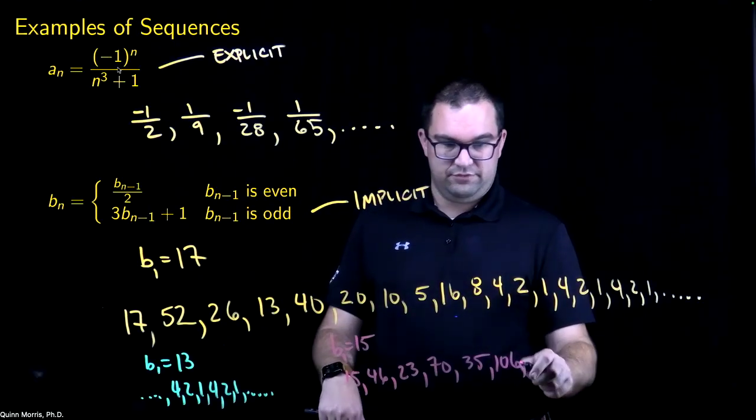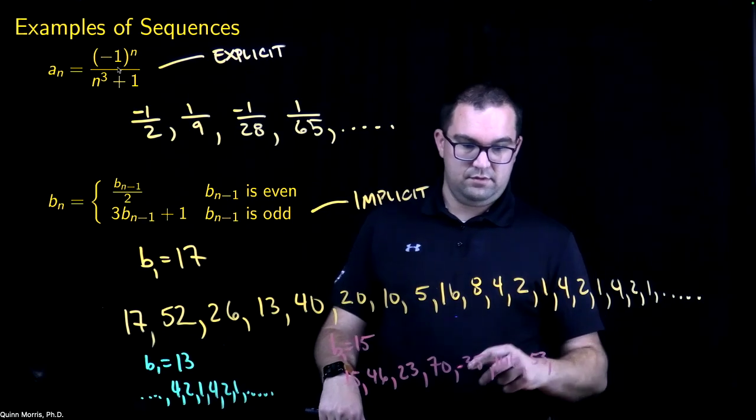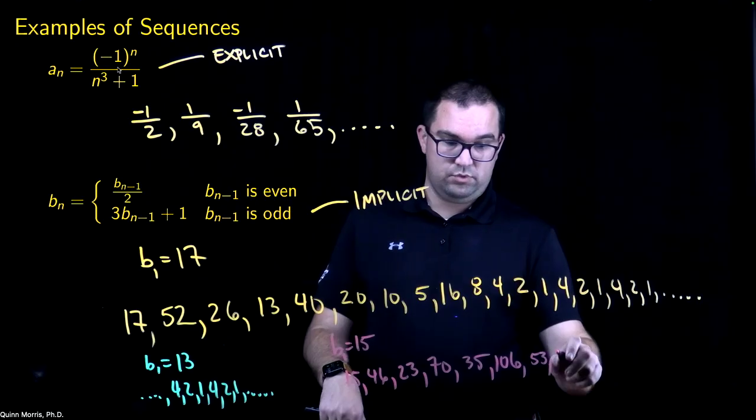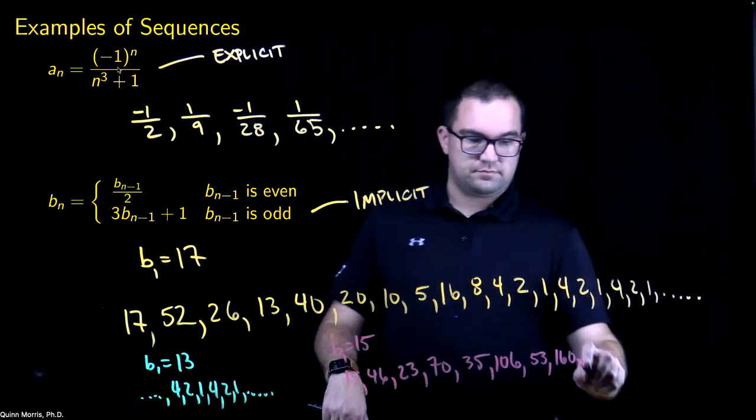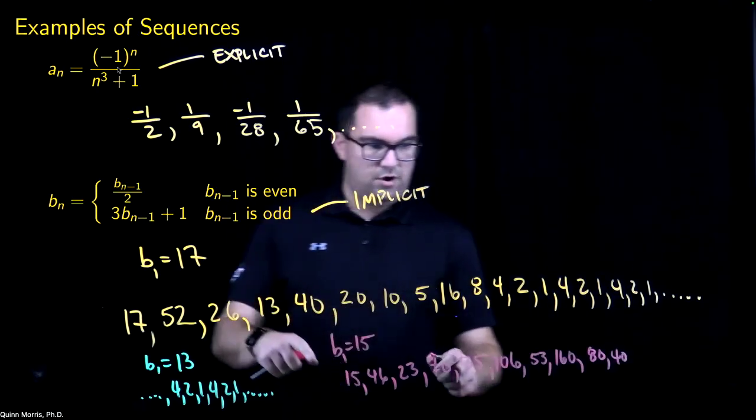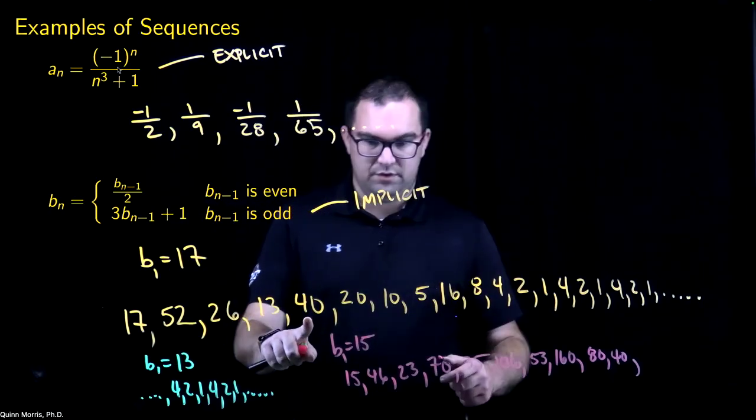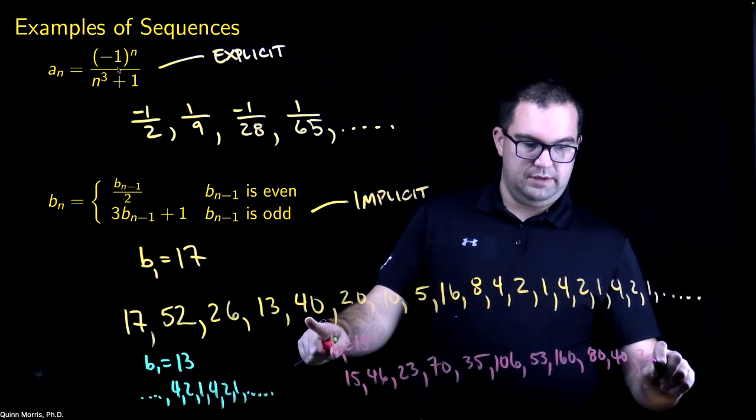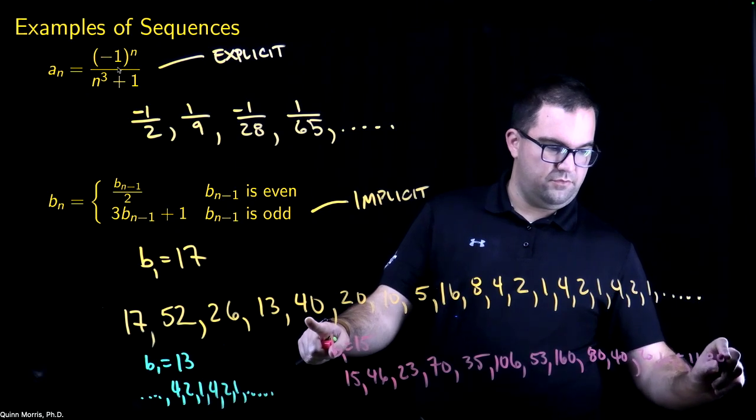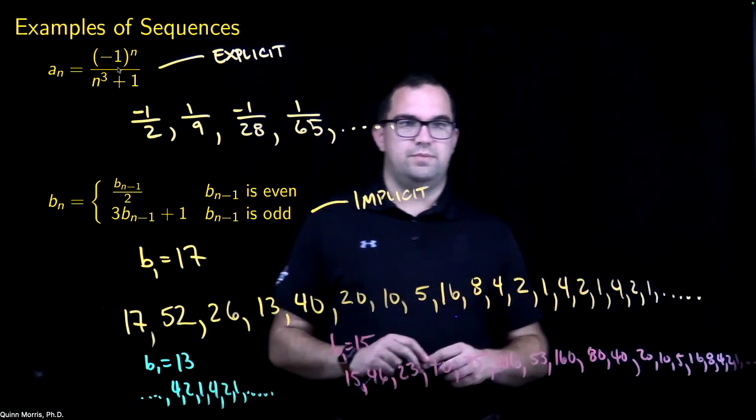Okay, maybe something different's happening here. So now I divide by 2, that gives me 53. Multiply by 3 would give me 159, plus 1 is 160. Divided by 2 gives me 80. Divided by 2 gives me 40. And now you notice, if you go back up here, we've already calculated what happens from 40, right? So 40 goes to 20, goes to 10, goes to 5, goes to 16, 8, 4, 2, 1, and so on. And now 4, 2, 1 repeats forever and ever.